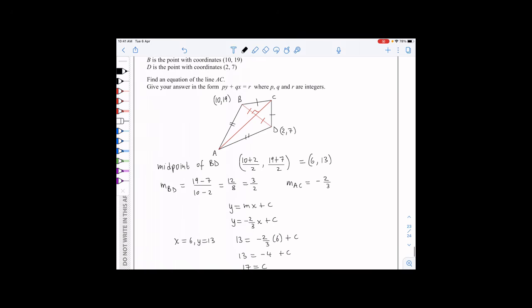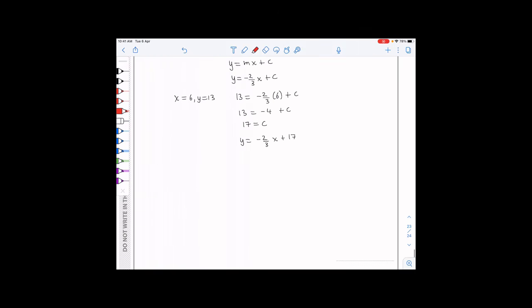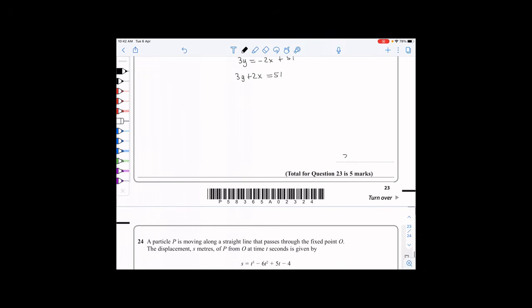However, notice that I've been asked to give it in a particular form, collect the y and the x's on one side and the constant on the other, with all the coefficients being integers. So I will multiply everything by 3. 3y is minus 2x plus 51. So 3y plus 2x is 51, which is the correct answer in the correct form.